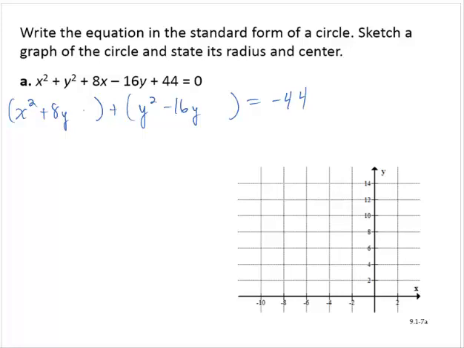Now I'm going to complete the square on the x quantity. So we have 8 over 2, which is 4, squared is 16. I'm going to add 16, and if I add 16 on the left, I must add 16 on the right. In the second quantity, I will take half of the 16, and square it. That's 8 squared is 64. So I add 64 on the left, I add 64 on the right.